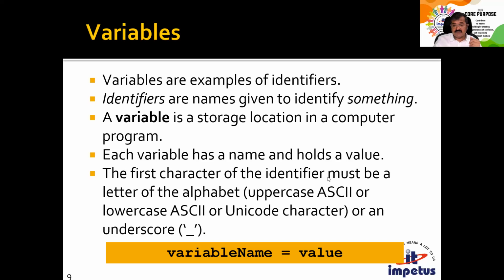The first character of an identifier must be a letter of the alphabet, uppercase ASCII or lowercase ASCII, or a Unicode character, or an underscore. And you can assign a value. So I can say variable name is equal to value. Have you noticed something? In other languages, we used to first define a variable, saying integer something, character something. You do not have to specify the type. The variables will get the type based on what type of value you assign. So let me give a demonstration of this.